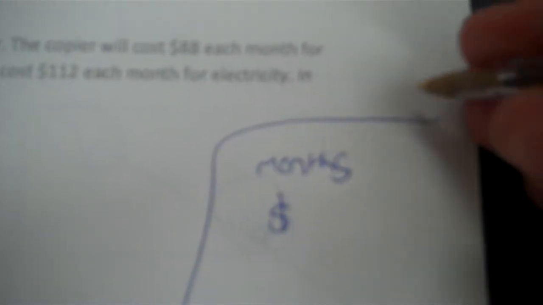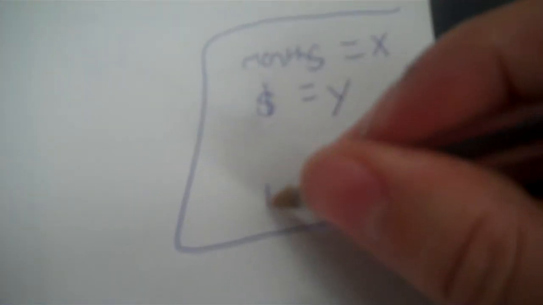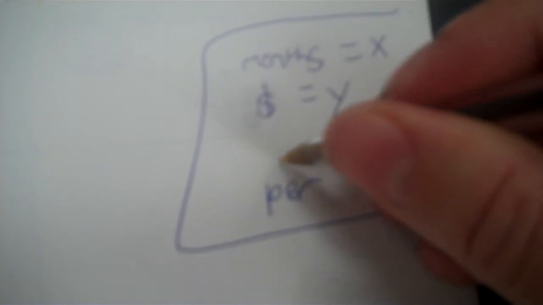So I've got months, and when I look through my other numbers, they're obviously dollars. So that's x, that's y. So the y goes on top, the x on the bottom, the dollars per month. Well, I've got $650, but that does not say each month or per month. It's not a rate of change. That says each month, so 88. And that says 112, that says each month, that's a rate of change.